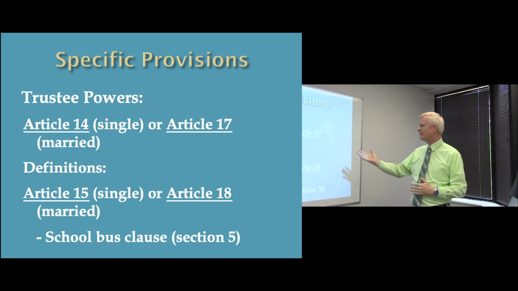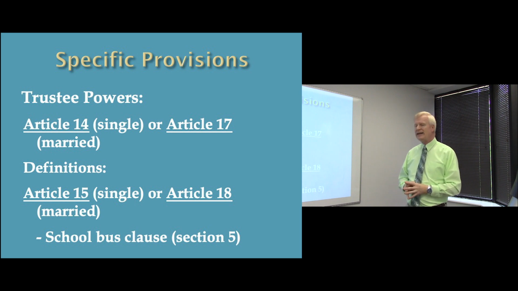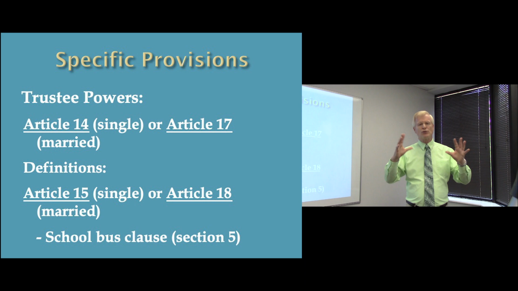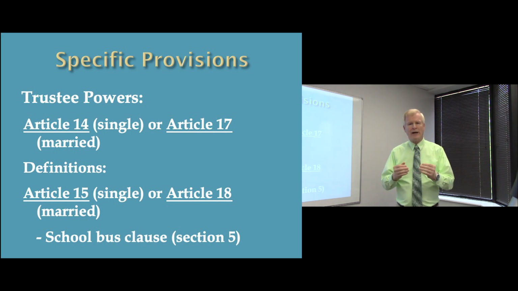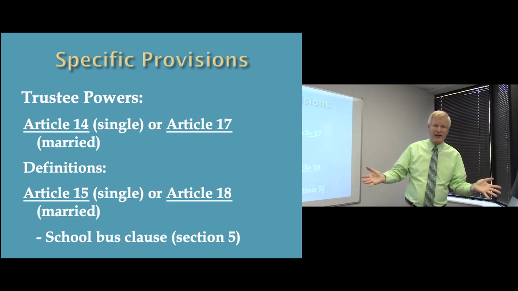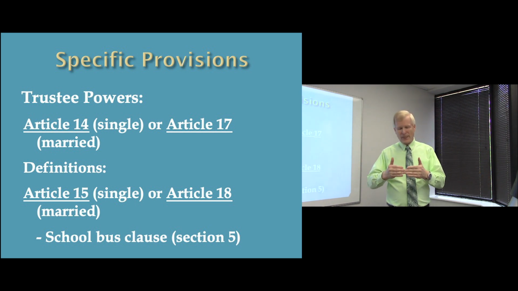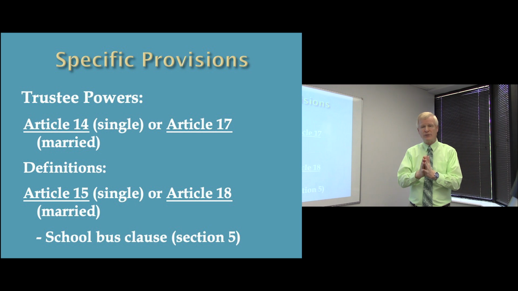It sets forth definitions. Article 15 of the Single, Article 18 of the Married, and it has what we call the school bus provision. That's that asset protection story I told. I don't use the school bus story because it's so unusual to have our loved one hit the school bus. I told the story of my wife hitting a car, right, and killing the family by accident. They were speeding, going too fast.